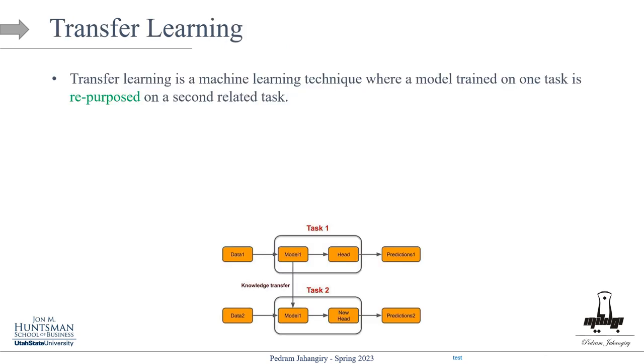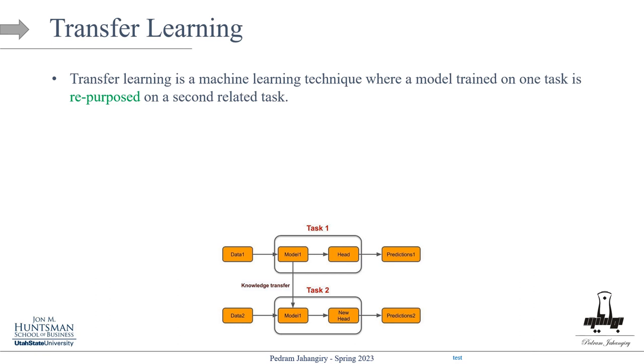All right, so let's wrap up this relatively long lecture video by going over the concept of transfer learning. Transfer learning is a machine learning technique, or deep learning, where a model trained on one task is reused on a second related task. It is repurposed, right? So we're gonna fine-tune that model on a second related task.